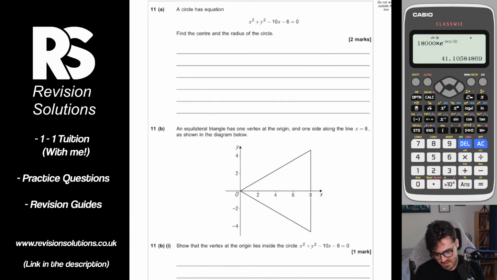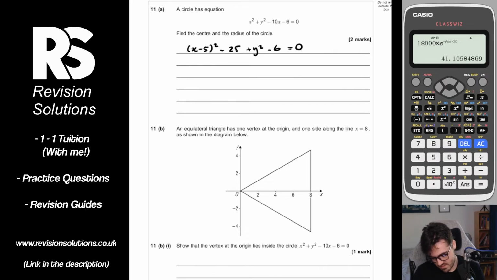So completing the square for the x terms, we'd have x minus 5 all squared. If I were to expand that, I'd get the x squared and the minus 10x, but I'd also get a plus 25, which I don't want. So let's subtract away 25. And then the y squared doesn't actually have a y term, so we can leave that alone. And then there's a minus 6, so to put the minus 6 in. So that's the equivalent form.